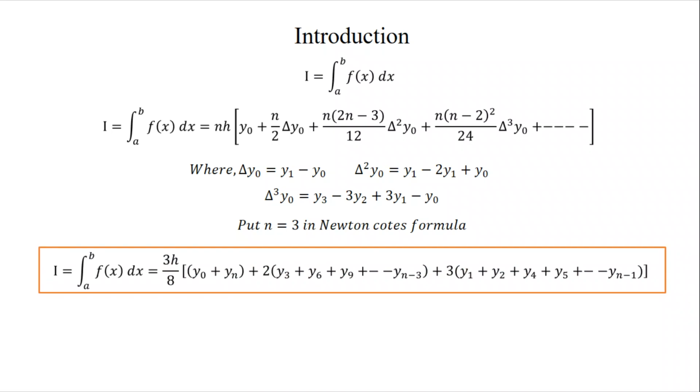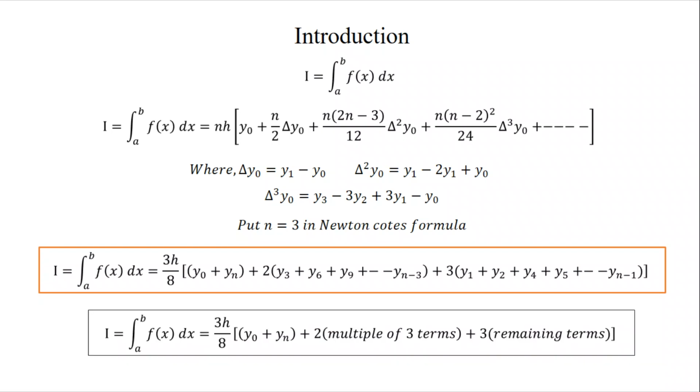So we get the formula 3h by 8 into bracket y0 plus yn plus 2 into y3 plus y6 up to yn minus 3 plus 3 into y1 plus y2 plus y4 plus y5 up to yn minus 1. We can remember it this way also: 3h by 8 into first term plus last term, y0 plus yn, plus 2 into the multiples of 3 terms, plus 3 into the remaining terms. So this is the Simpson's 3/8 rule formula.